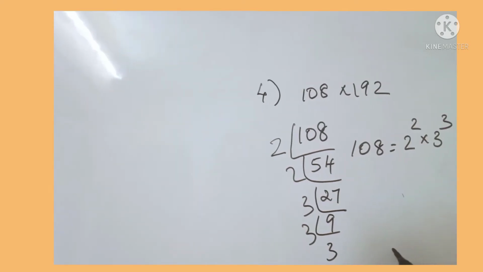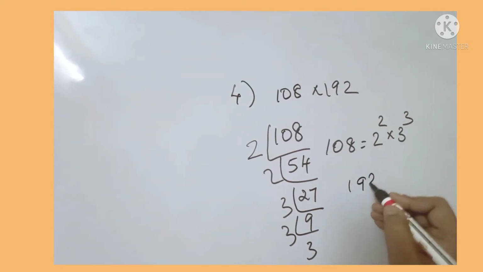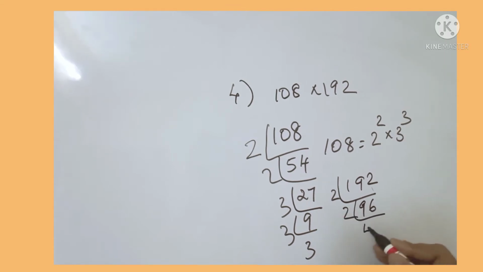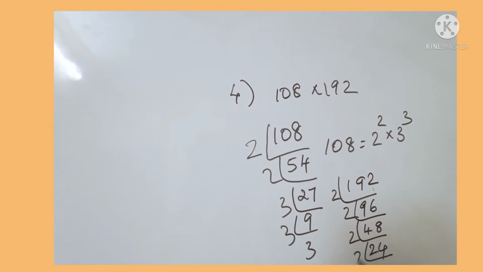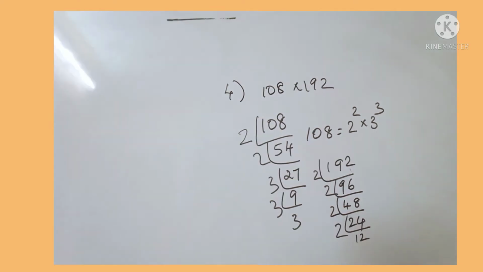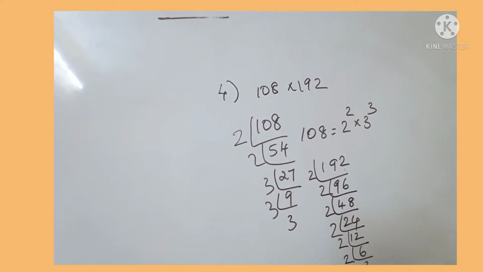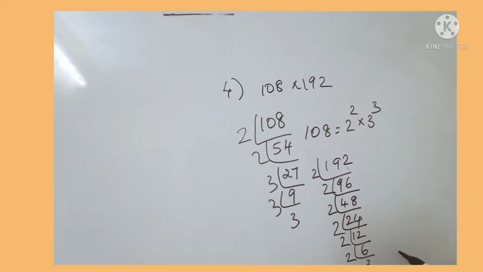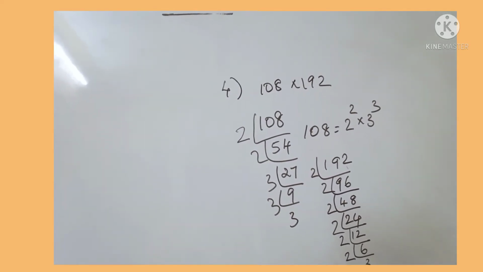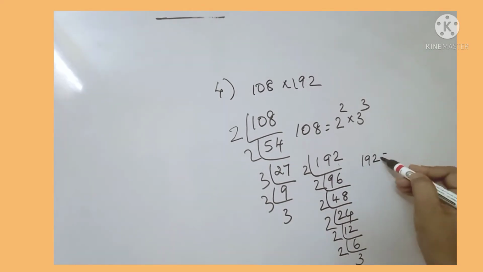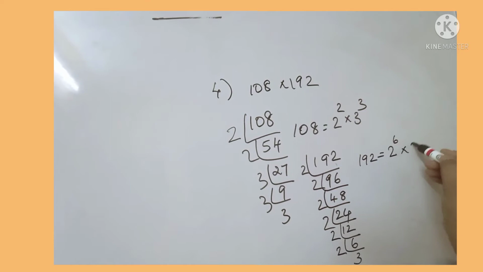Then in the same way we can write 192. 192 by 2, 9 2s are 18, 6 2s are 12. By 2 it is 48. By 2 it is 24. By 2 it is 12. Then again by 2 it is 6. Then again by 2 it is 3. So how many 2s are there? Here 1, 2, 3, 4, 5, 6 2s. So 192 is equal to 2 raised to 6 into 3.